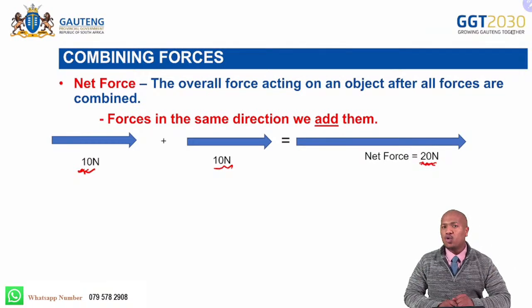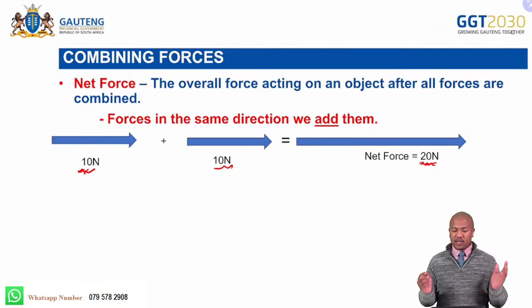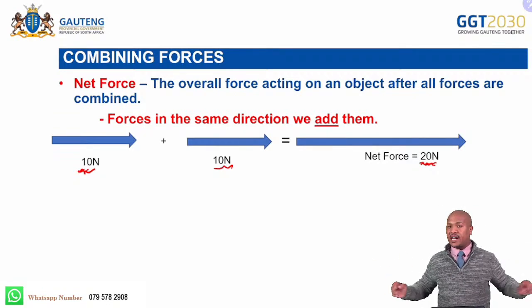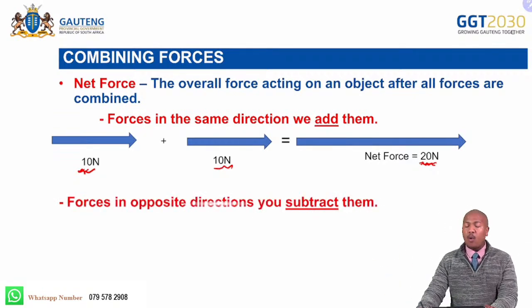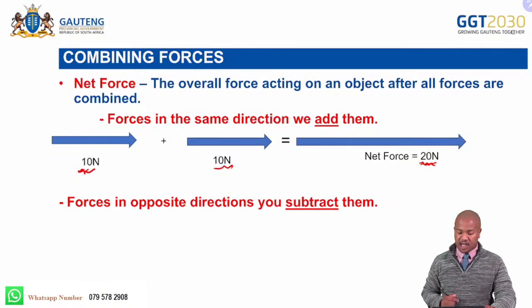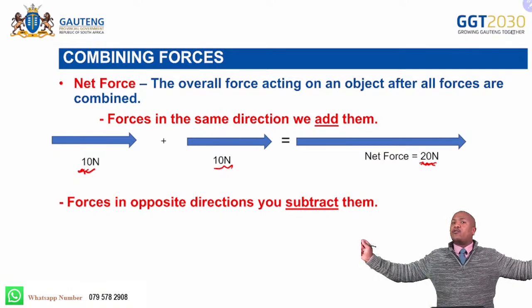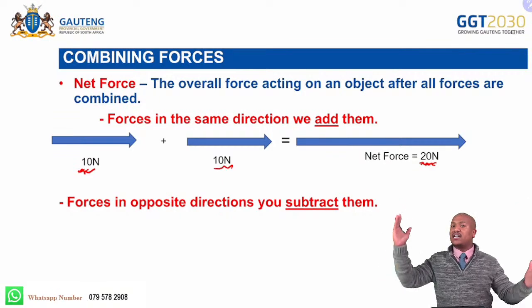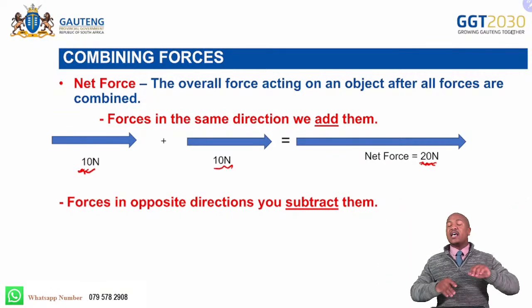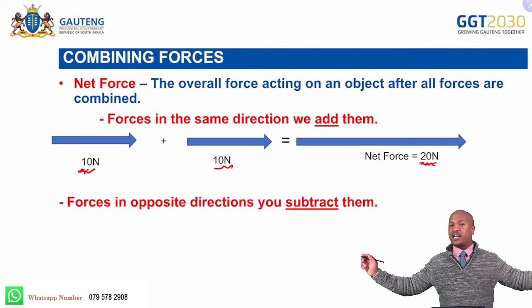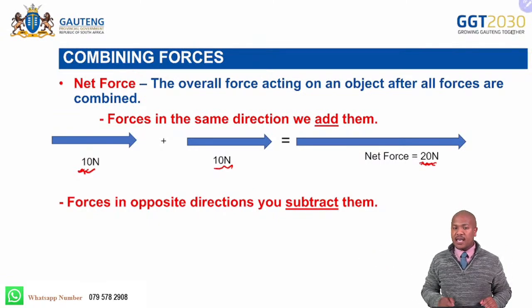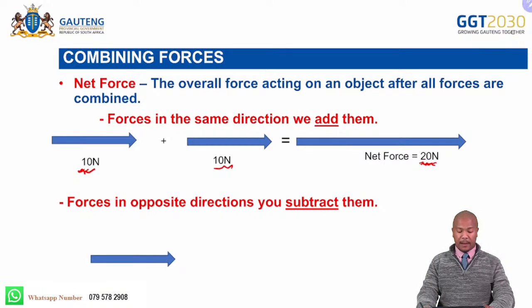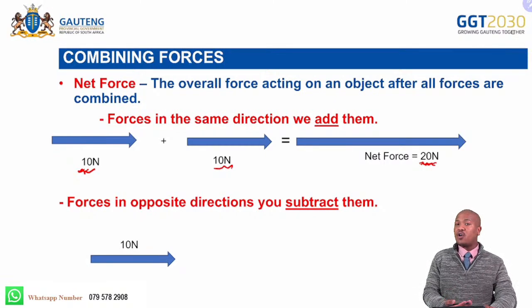Now, I want us to look at an example of forces acting in opposite directions. When forces are acting in opposite directions, we subtract them, because they are pulling away from each other. We're trying to find out the net force or the resultant force between the two. So as they are pulling in opposite directions, we subtract them. Here is the first force there. It has 10 newtons of force to the right.